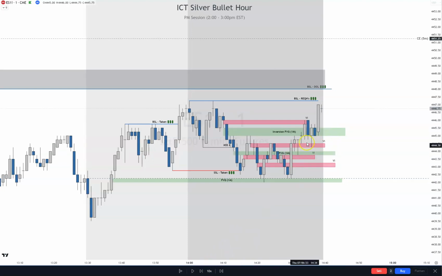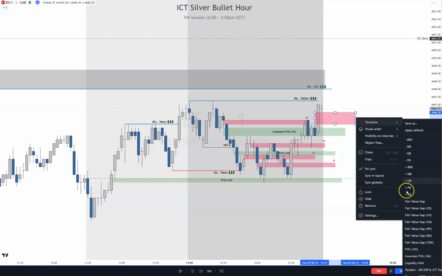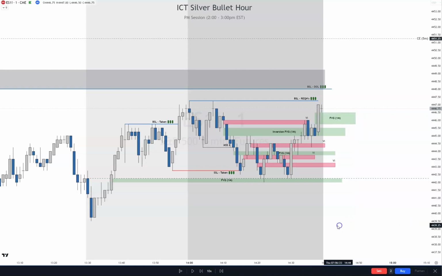Oh, it's close. It does leave a fair value gap here. Okay. I still want to come down to this one, this inversion. I think inversion is stronger than the fair value gap. And when there's two, I like the lower one. So I'm taking the inversion fair value gap.